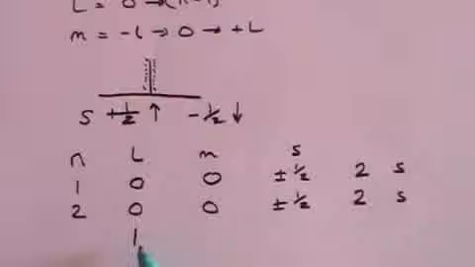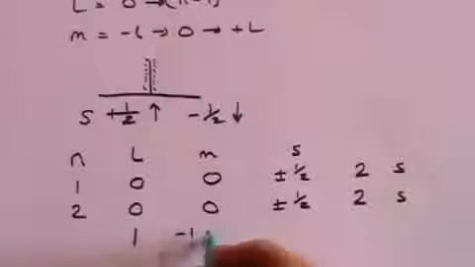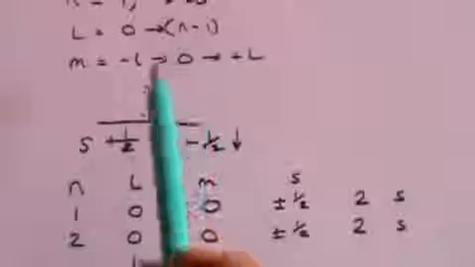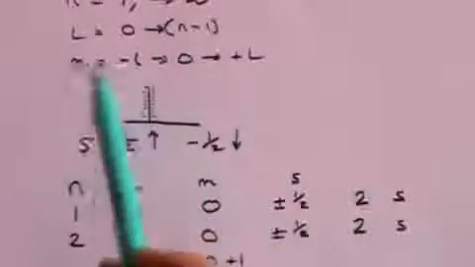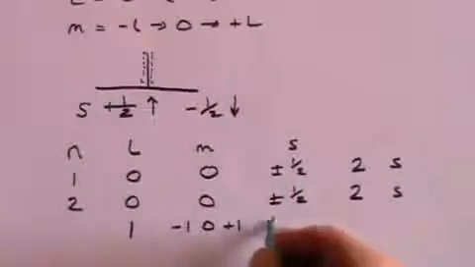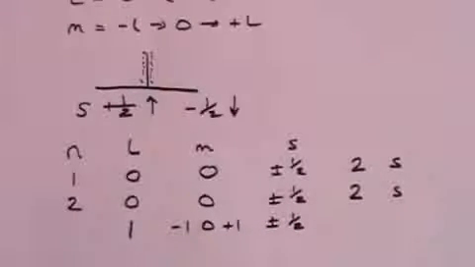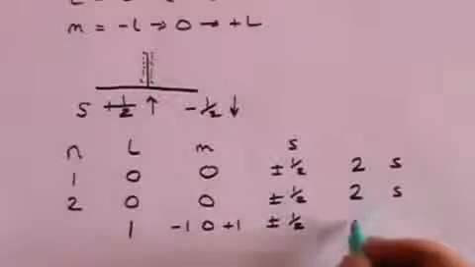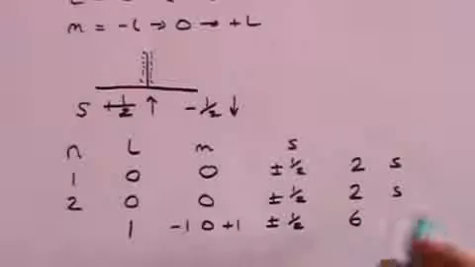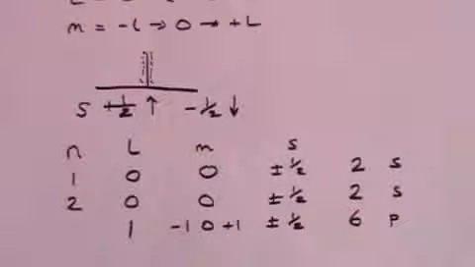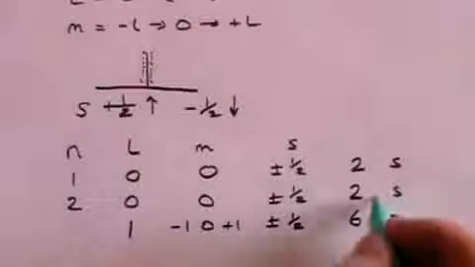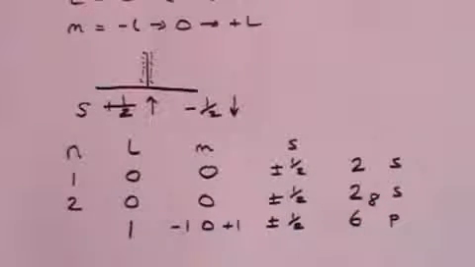But when L is 1, M can be minus 1, 0 or plus 1, according to this rule here. And again, the electrons can in each case be in the up or down state, and that means you have 1, 2, 3 states, each of which can have 2 electrons, so that's 6 total. And that's called the P level by spectroscopists. And for n equals 2, the maximum number of electrons you can have is 2 plus 6, which equals 8.